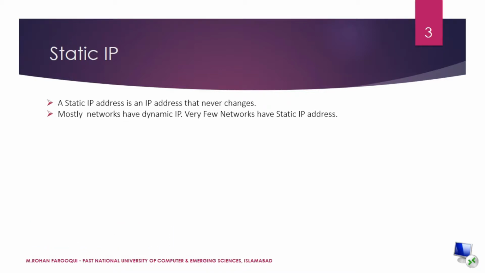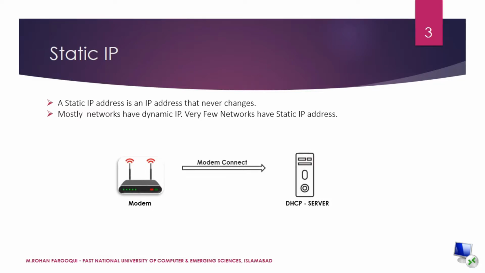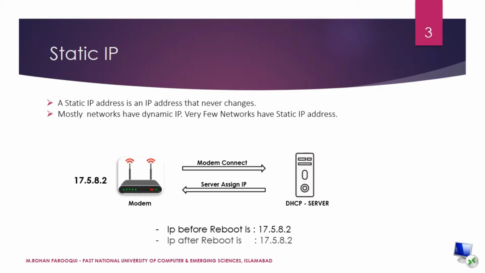A static IP is a permanent IP which is assigned by your ISP. It will never change even if your router reboots. Let's consider this scenario. Consider this modem and this DHCP server. The modem will connect to the DHCP server and the server will assign an IP to the modem, which is this. Let's suppose that the modem reboots due to power failure. After reboot, the modem will again connect to the DHCP server and the server will again assign the IP to the modem, which is this. So you have seen that the IP remains unchanged as it is a static IP.